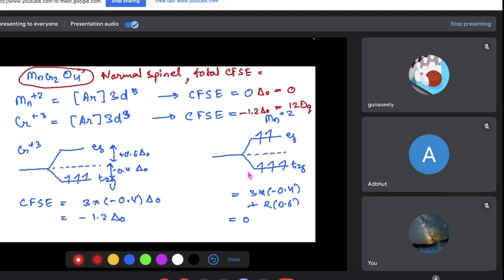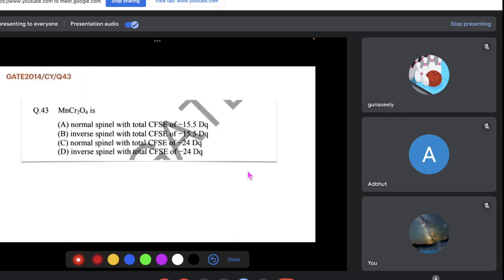For manganese it is 0, and since we have 2 Cr, it will be 2 multiplied by minus 12 Dq, so we will get minus 24 Dq, correct? So for this particular complex, it's a normal spinel, and we have a CFSE of minus 24 Dq.